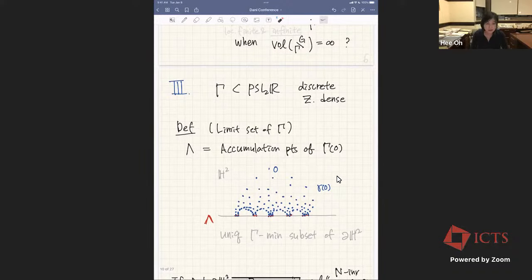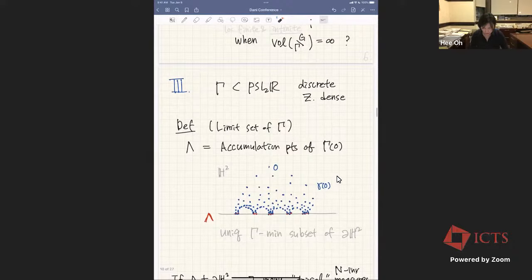And if gamma is a lattice, then the limit set will be everything. Gamma being a lattice means gamma is very big, so gamma goes everywhere, and we get the full limit set. The limit set will be equal to the whole geometric boundary of H2, which is a circle. But in general, the limit set is some fractal set on the boundary. And it is known that it is also the unique gamma-minimal set of the boundary. So one can also take this as a definition: the limit set is the unique gamma-minimal set of the boundary.